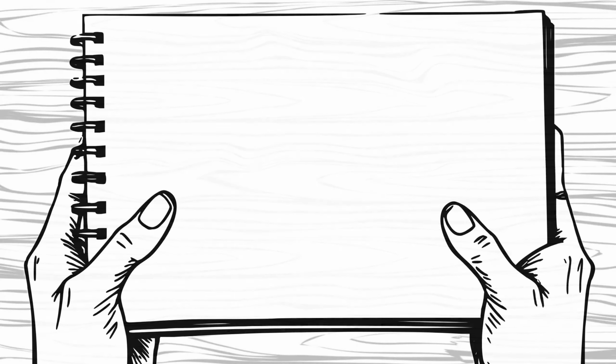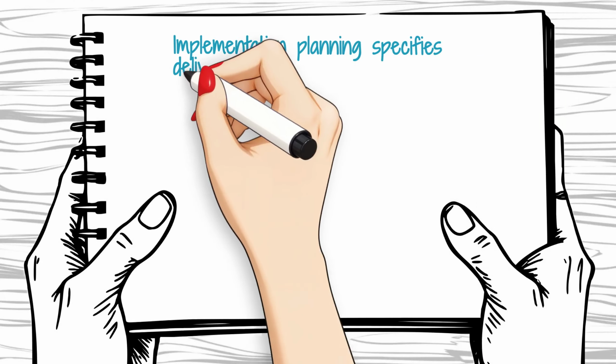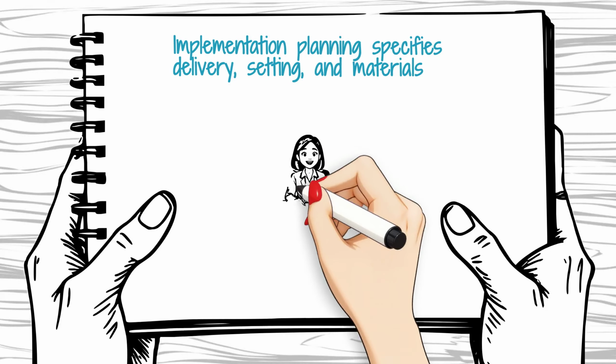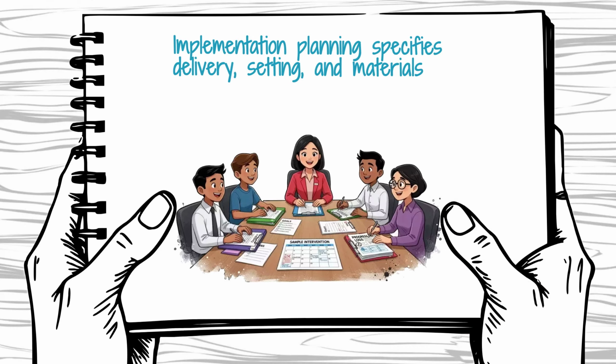Implementation planning is where design becomes practice. A strong plan specifies who will deliver the intervention, how often it will occur, in what setting, and with what materials. It also defines measurable goals, fidelity checks, and progress monitoring procedures.